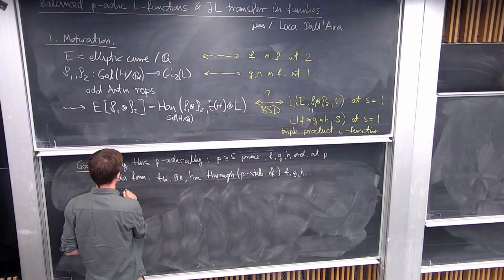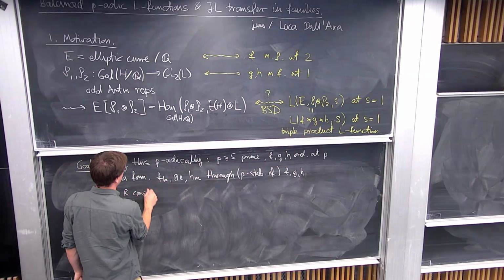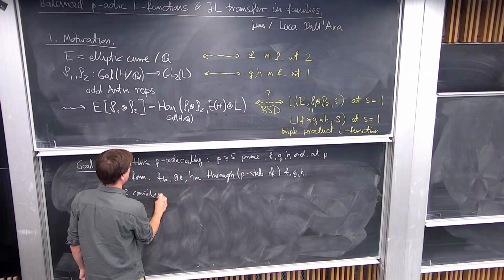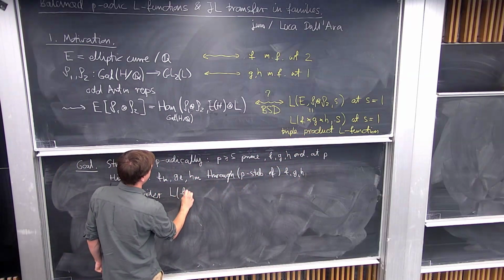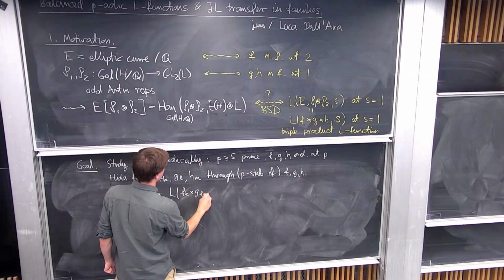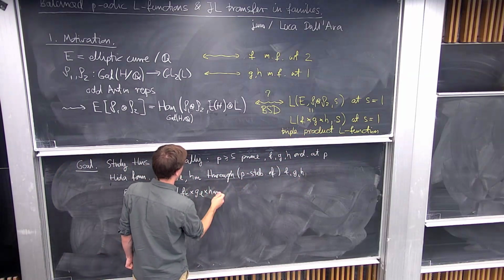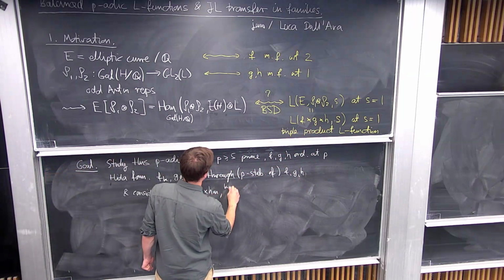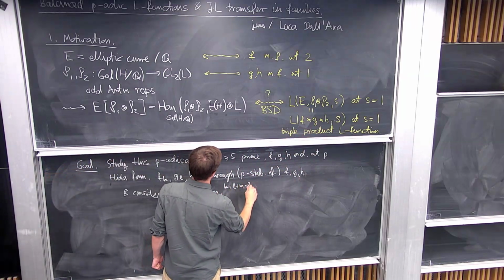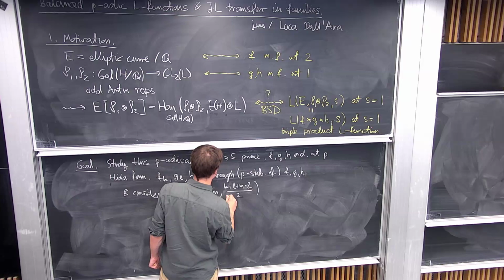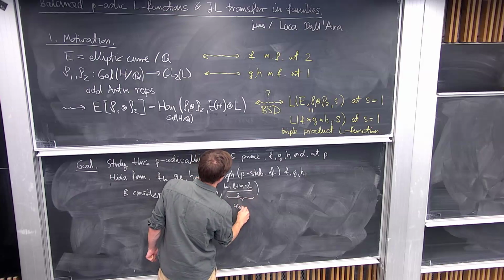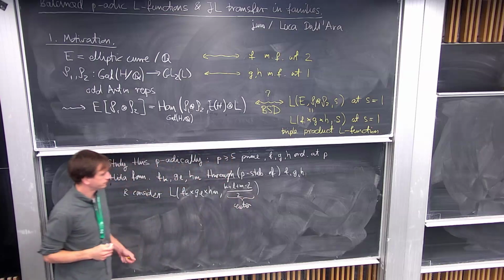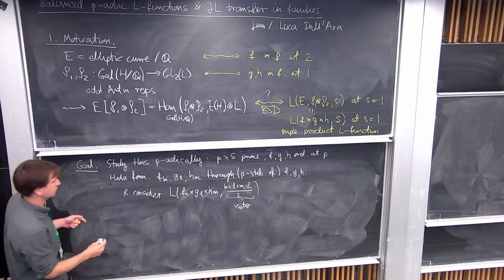So, consider this sort of p-adic variation where you take L of F_k times G_l times H_m, and you evaluate it at the center of the functional equation, which in this case will be (k + l + m - 2)/2. This is the center of the functional equation. Actually, maybe it's convenient to record the functional equation.